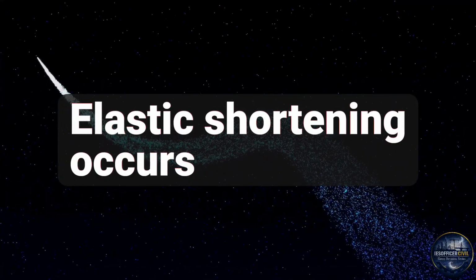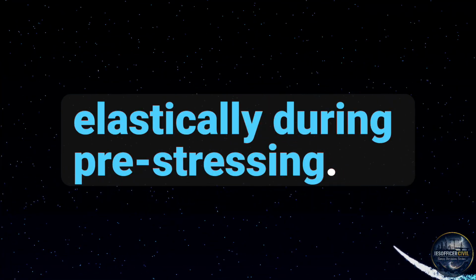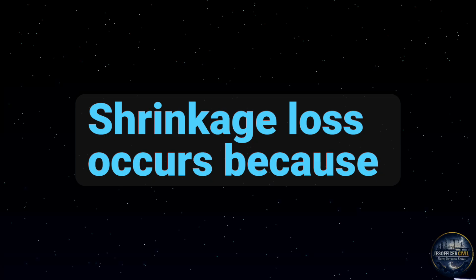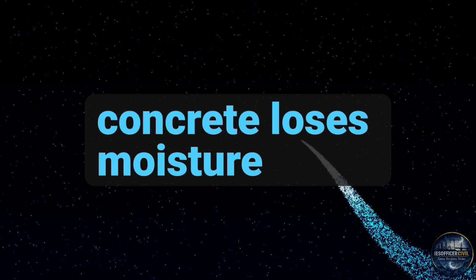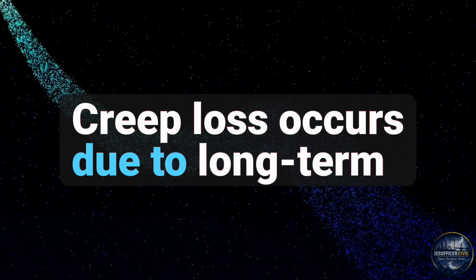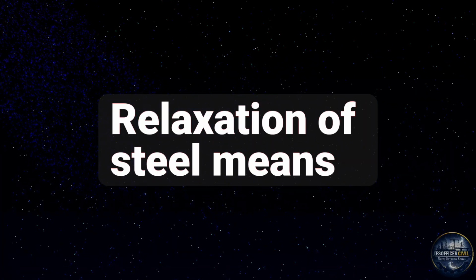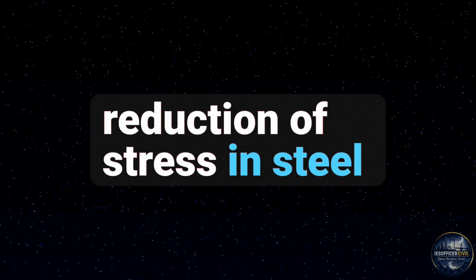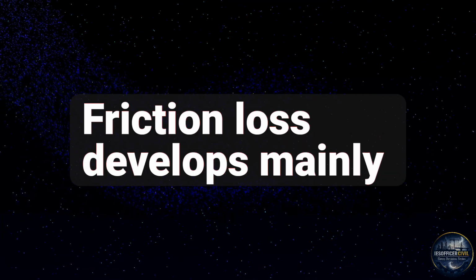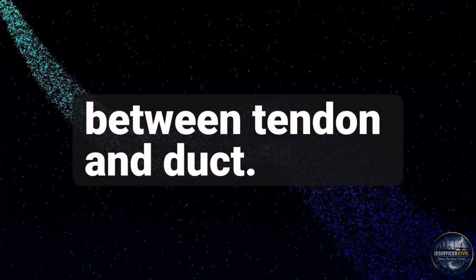Elastic shortening occurs immediately when concrete shortens elastically during prestressing. Shrinkage loss occurs because concrete loses moisture and shortens with time. Creep loss occurs due to long-term deformation under sustained stress. Relaxation of steel means reduction of stress in steel under constant strain. Friction loss develops mainly in post-tensioning due to friction between tendon and duct.